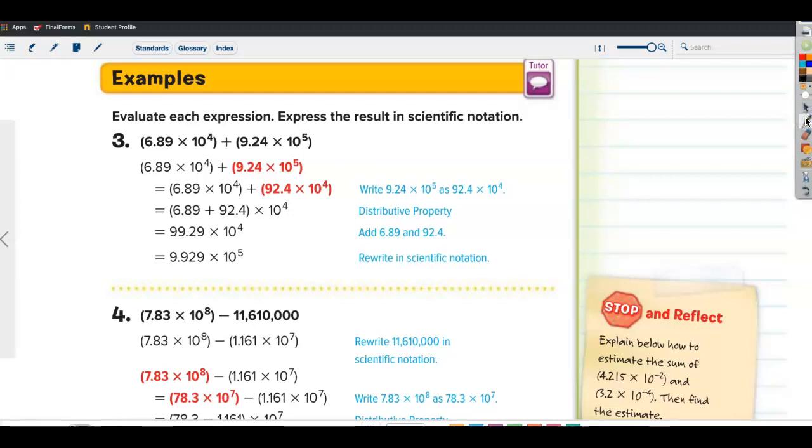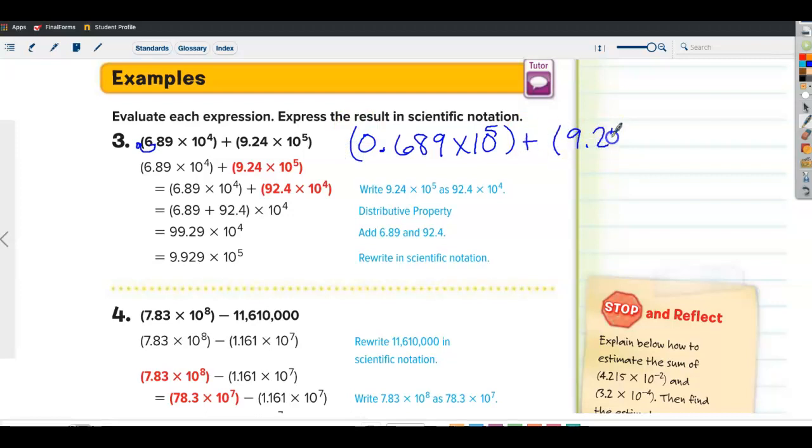So Faith, which one would you like me to use? 6.8. And you would like me to move it which direction? Forward. How many times? 1. Okay, so if I move that decimal forward 1, Dalton, what do I do to the exponent? So it should be times 10 to the 5th, okay? And then I'm going to add that to still 9.24 times 10 to the 5th.